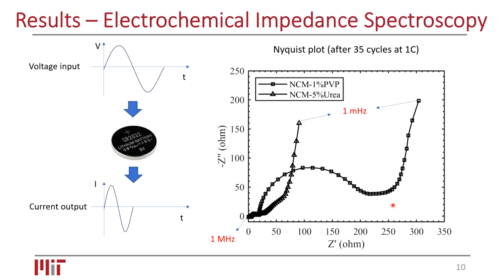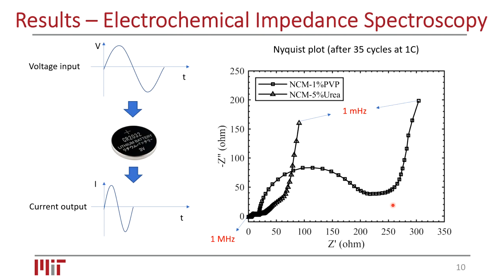Then we try to understand the reason for the better performance achieved by PVP addition. So we conducted the electrochemical impedance spectroscopy test. This method was done by providing a low level of voltage perturbation to the coin cell and then measuring the current output. Then we related this current output with the voltage input, and we can study the features related to the coin cell, such as the resistance.